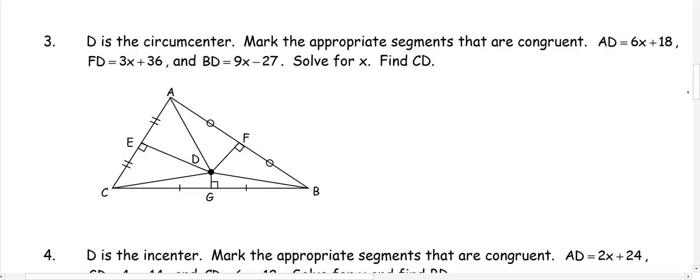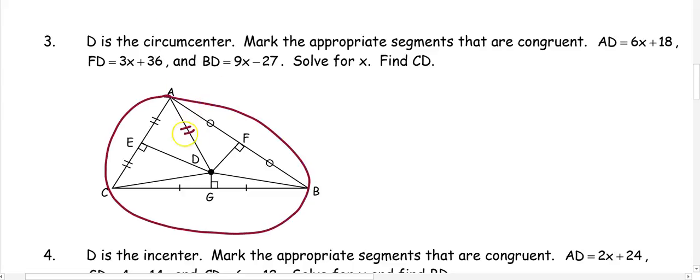Number 3, D is a circumcenter. Mark the appropriate segments congruent. So again, if it's a circumcenter, remember that the circle is outside of our triangle, which means that AD, CD, and BD are congruent. So when I label what I've been given, AD is 6x plus 18, FD is 3x plus 36, and BD is 9x minus 27.